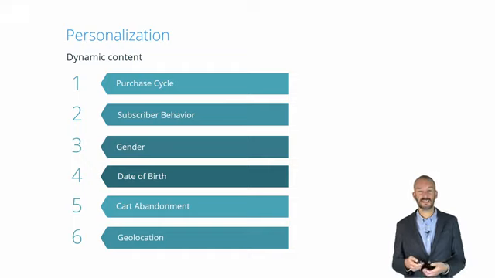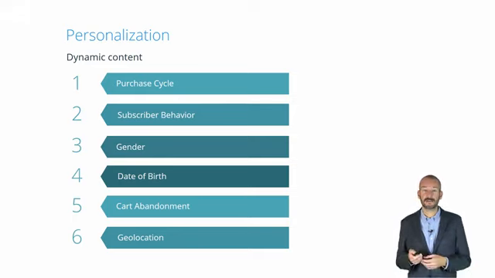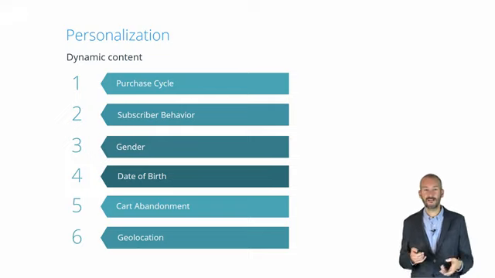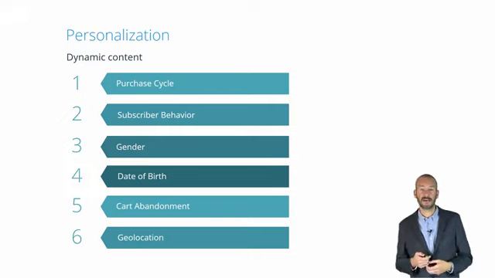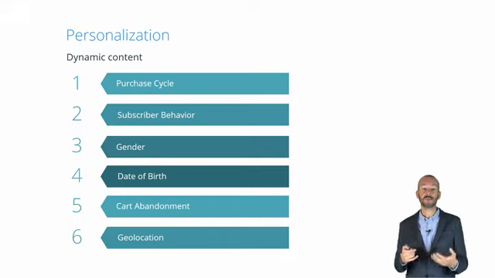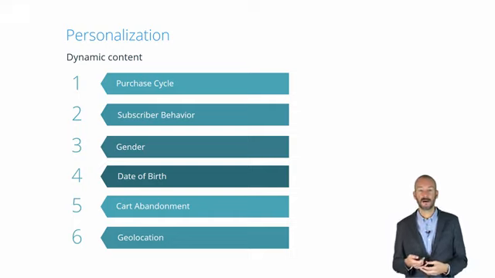Gender, obviously, again, this kind of goes into purchase cycles, purchase behavior, subscriber behavior, date of birth. If you have someone's birthday, you can input that into your dynamic content and personalization. And so every year, for example, I'll get an email from Starbucks saying, hey, happy birthday. Have you gone to Starbucks today to celebrate your birthday? It will give you a certain discount or a free drink, that type of thing.